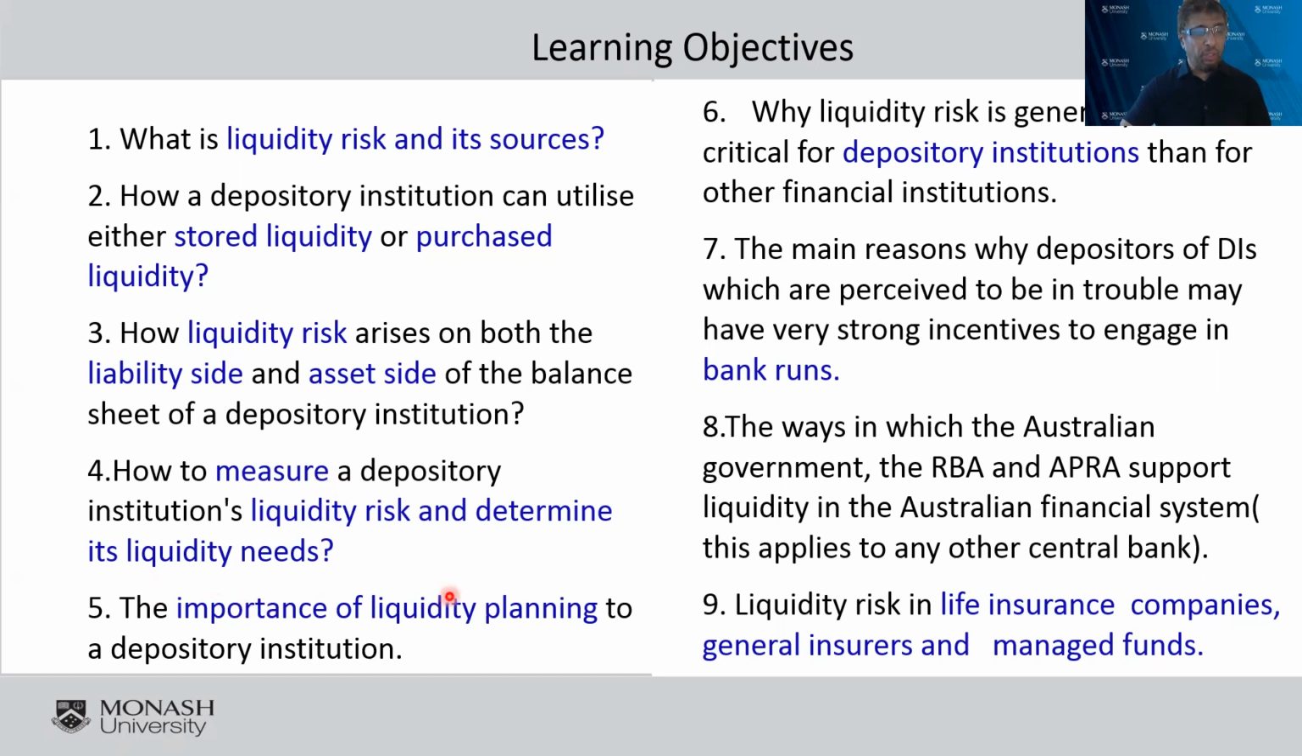Now, also we'll touch on the importance of liquidity in any financial institution. It's very important to manage that one in depository institutions. As I said, we will talk about the bank run, which is the extreme issue of liquidity and extreme risk. And then we will see how the central bank, here we talk about Reserve Bank of Australia, but it applies to any central bank, how they can help in these issues.